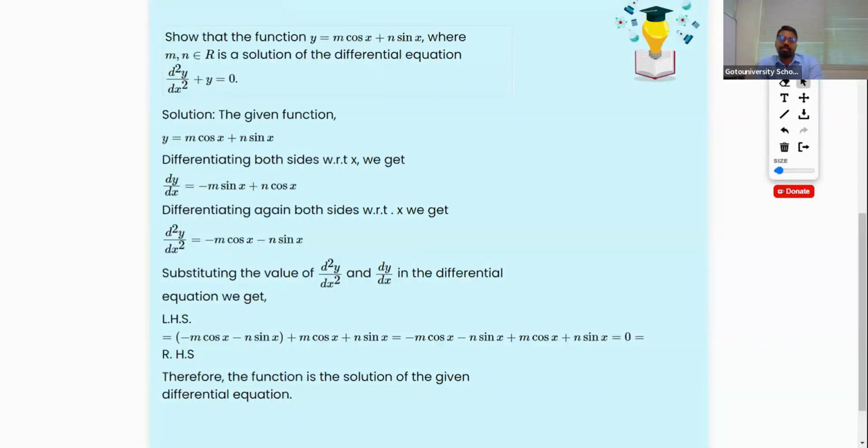So we have to show that again, y is equal to m cos x plus n sin x, where m and n belong to the real numbers, is the solution of the differential equation d square y by dx square plus y equal to 0. Please do that. To get that, we need to have the second order derivative of the given function, right?